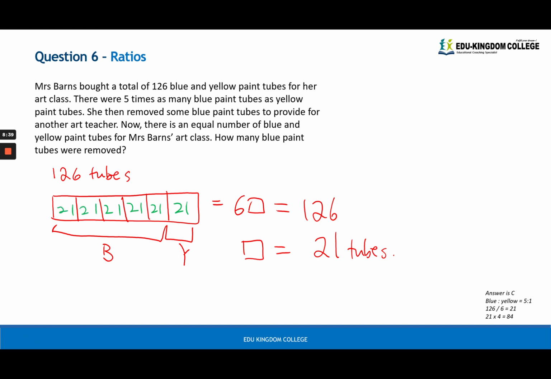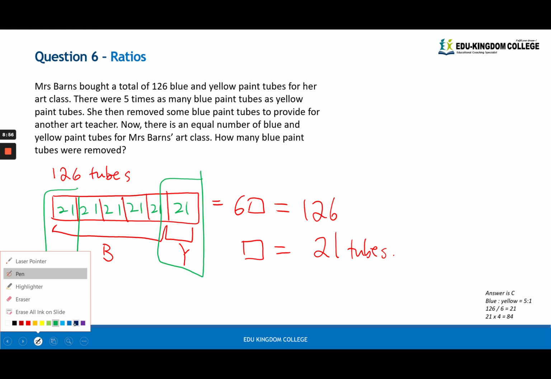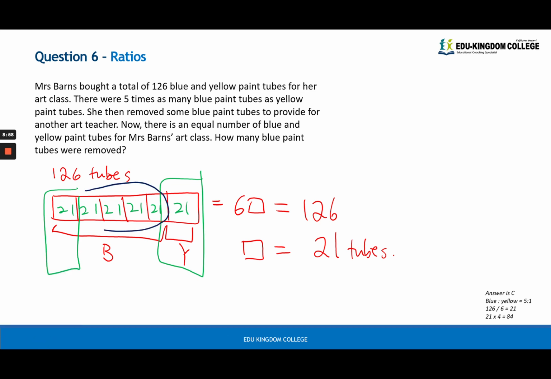Now there's an equal number of blue and yellow paint tubes after she removes some blue and provides it to another teacher. How many tubes are removed? We right now have 21 yellow, so we only want 21 blue. That means the rest of them, these ones, have to be gotten rid of. There are 4 of them, which is 84 tubes.